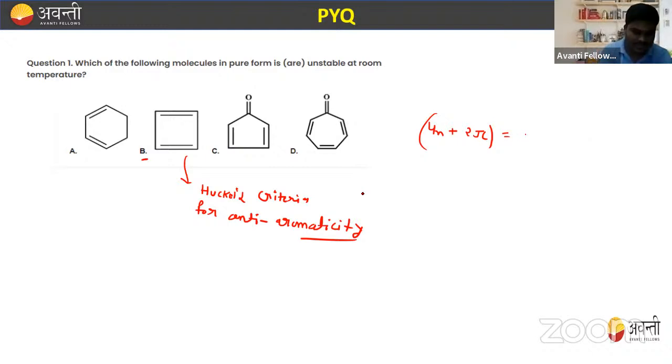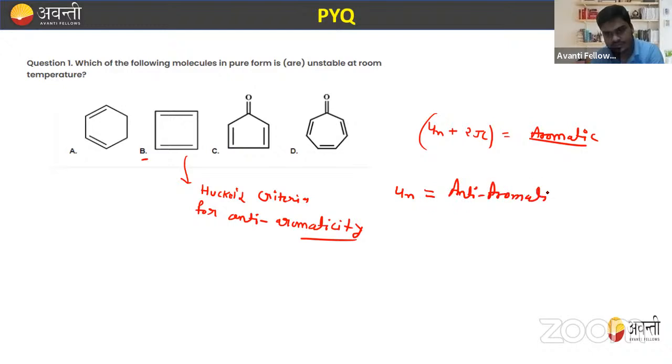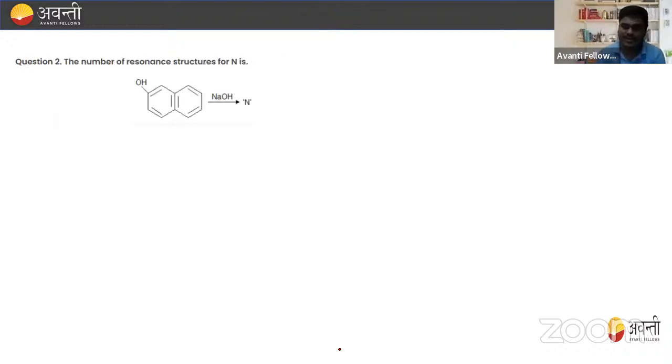Right. So let's understand through this. The 4n plus 2 rule is for aromatic behavior, and the 4n rule is for anti-aromatic. All of these follow this rule; this is 2 plus 2, this is 4 electrons. So B and C, these two are unstable because they follow the Huckel criteria for anti-aromaticity.